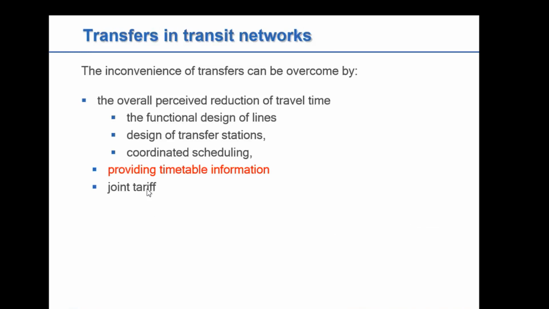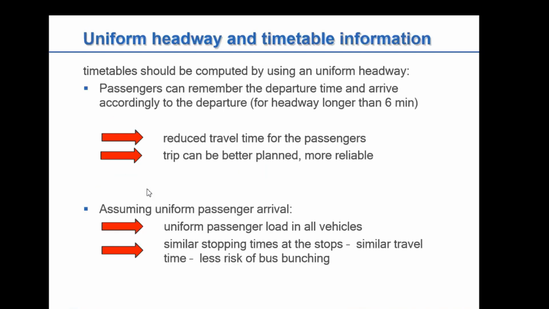Next is all about how we can reduce the inconvenience of the passenger by providing timetable information. This is very important, because the timetable should be displayed at the station, as well as connected with their smartphones, Android phones as well. If we can provide uniform headway and timetable information, that will reduce the inconvenience of the passenger.